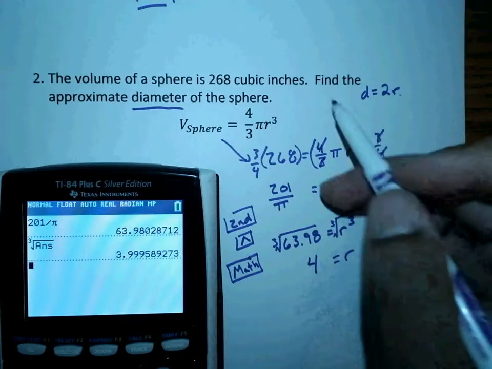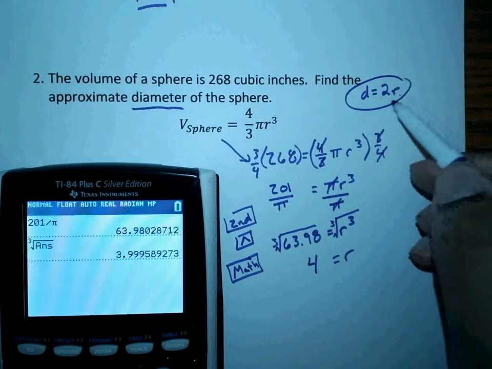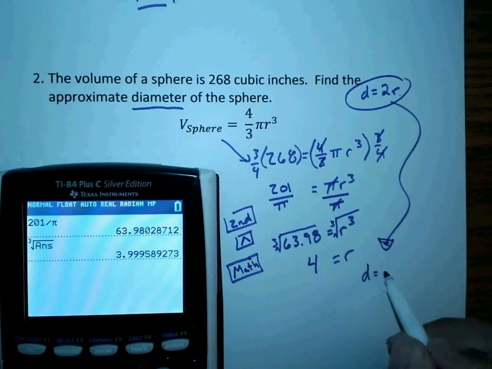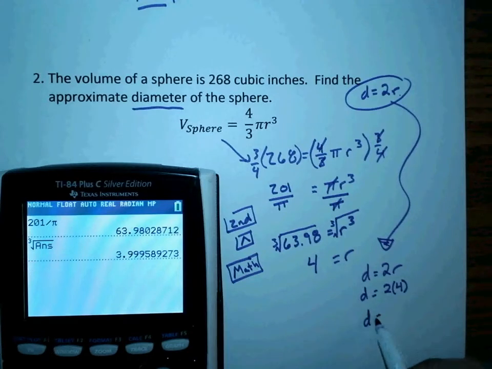But that's not our final answer because we need to find the diameter. So remember, to find the diameter, we can use d is equal to 2r. And I'm just going to plug in my 4. And so we know the diameter is 8 inches.